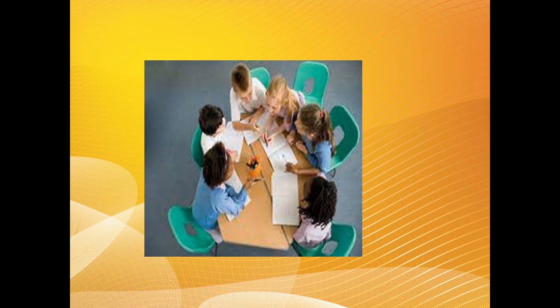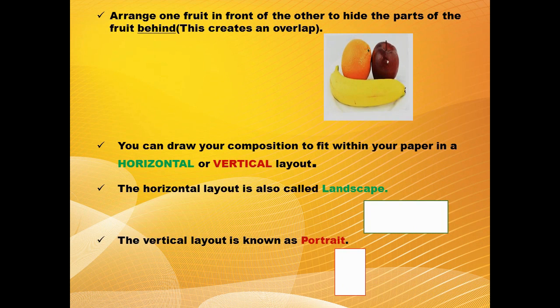After this, I want us to go into our drawing, and this is how we should go about it. When you are drawing a still life composition, you should arrange one fruit in front of the others, and this helps to hide the parts of the fruits that are behind. This creates an overlap. You can view our slide there. You see how the fruits are arranged. Some fruits are behind, and there is one big one that is in front.